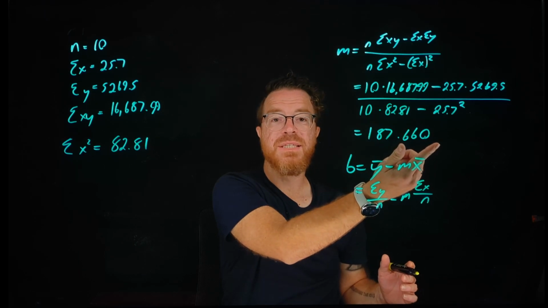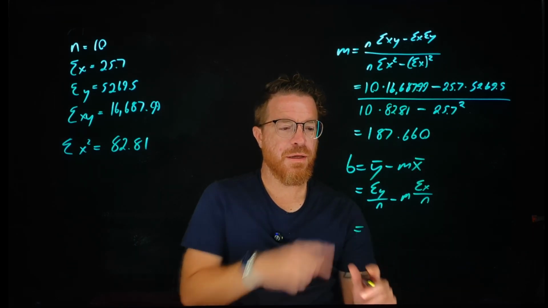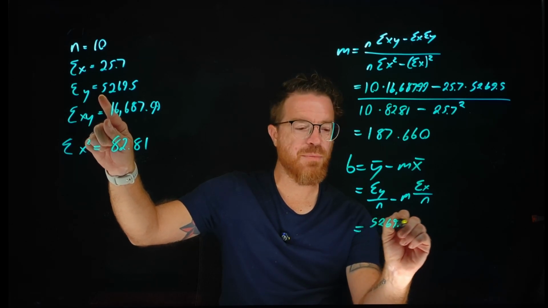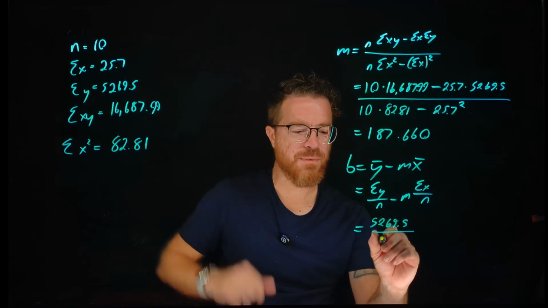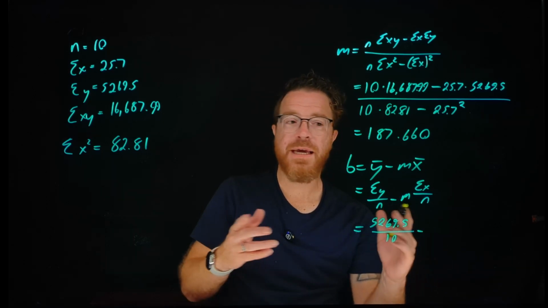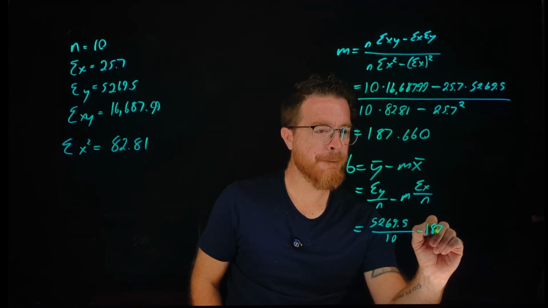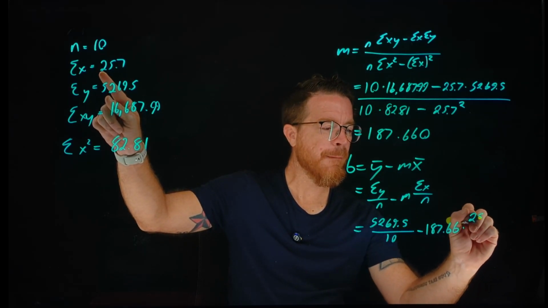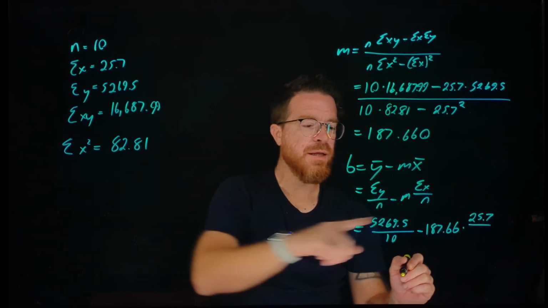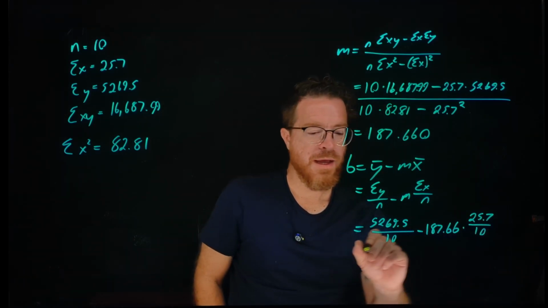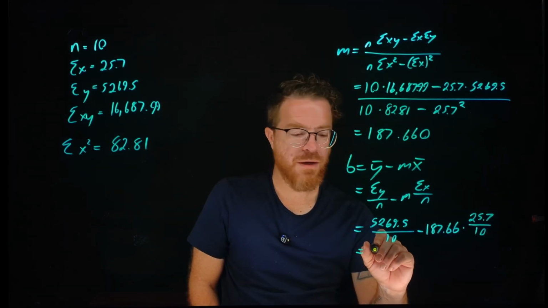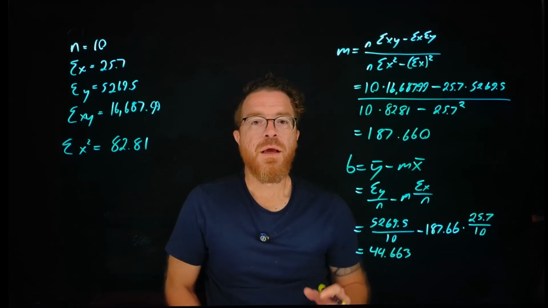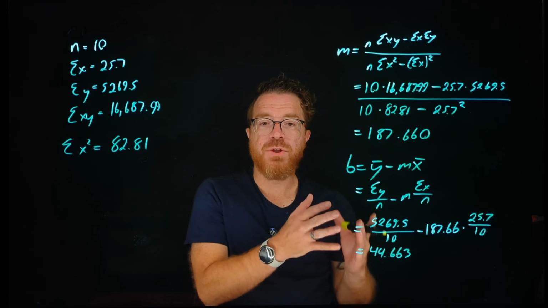It's 187.66. So we're going to plug in the sum of y, which we said was equal to 5,269.5, divided by n, which we said was 10, minus m, which is 187.66, times the sum of my x's, 25.7, divided by n, which is equal to 10. And then doing this, I'm going to get a value of 44.663.